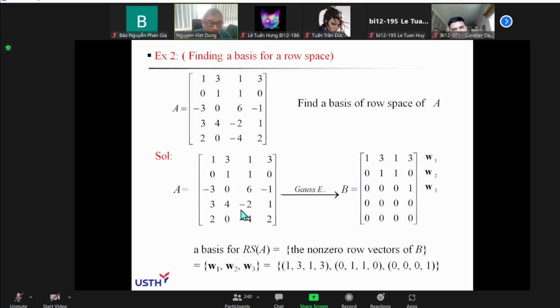And here is an example. Suppose that you are given a matrix A like that. You are required to find a basis for the row space of A. So you can follow the way I explained to you in the previous slide. We apply the Gaussian elimination to transform A into B like that. And B is already in the row echelon form. It has 3 non-zero rows, W1, W2, and W3. And because of that, W1, W2, W3 will be a basis for the row space of A. So that is our conclusion.